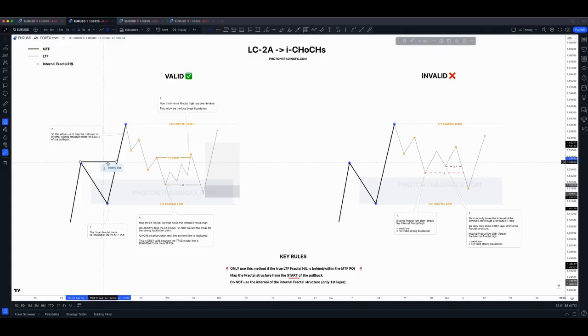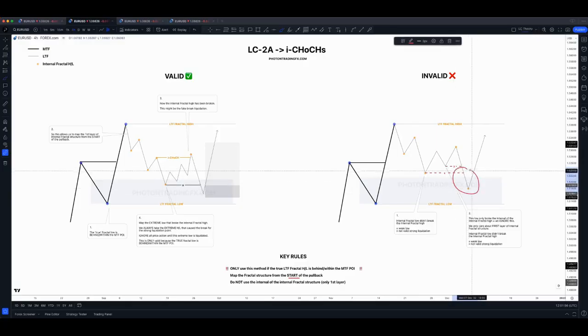Let me just put this on. Exact same scenario where the true fractal low is all the way down here, or say somewhere within the POI. So this is when you are then allowed to go to step 2, which is pay attention to the internal structure. Where do you start mapping it? You start mapping it from the very start of the pullback.